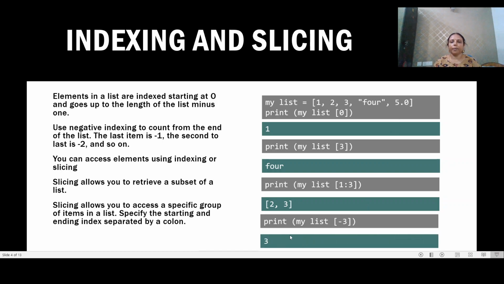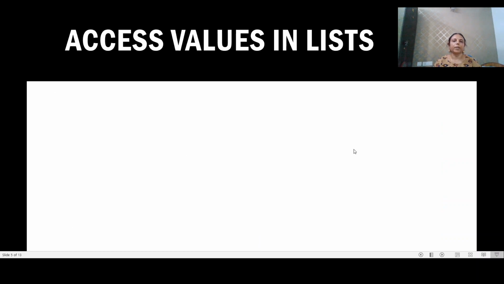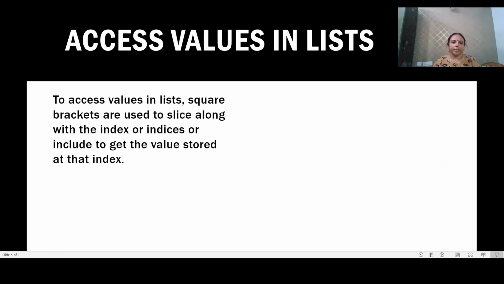So you will get the value as 3. Now, to access the values in the list, square brackets are used to slice along with the index or the indexes to get the value stored in that index. The normal way we can access the values in the list is you specify the list name, then the start index, the stop index, and there is one more parameter called step.